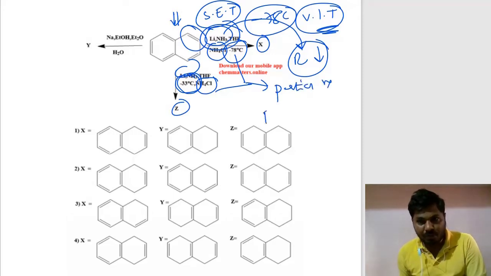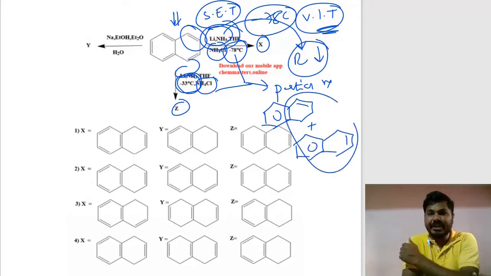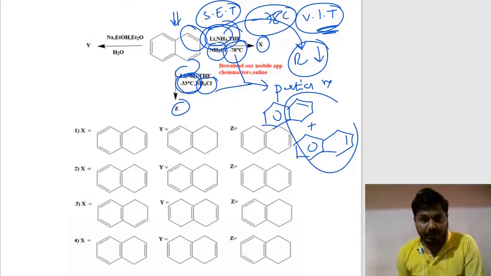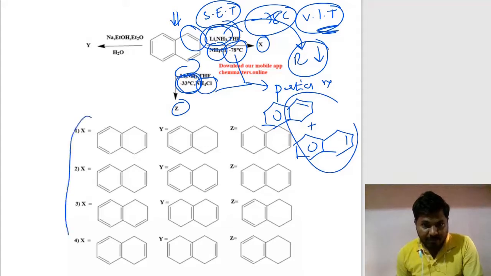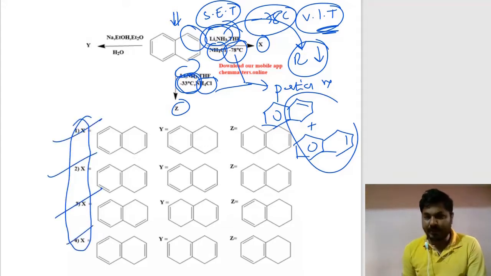Due to that partial reduction, two possible products may be observed. So this is the one, and the second one is this one. These two are formed by partial reduction at very low temperatures. Now, in this case, the option X may be in all of these. So all of these are possible.